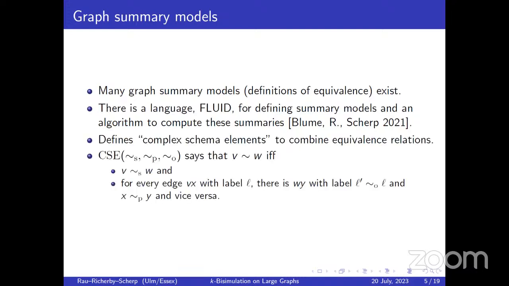So the main way that fluid produces these nested definitions of equivalence relations is through this thing called a complex schema element. And this is the point where you might notice RDF creeping in. Don't worry, if you don't know what RDF is, you don't need to know what RDF is. So complex schema elements define an equivalence relation based on three sub-equivalence relations, right? And these sub-equivalence relations are going to need to be represented in the summary.